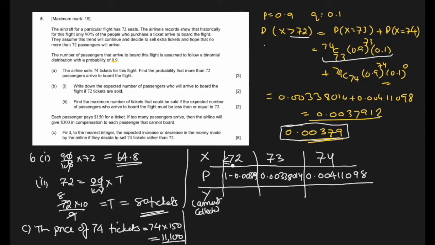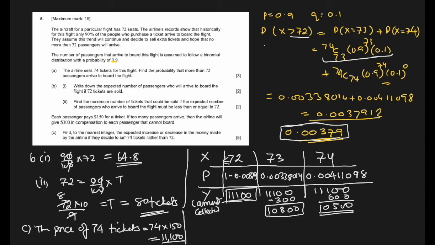So for 72 people, we will find what they will still pay. You sold full tickets, right? If two people did not come, you are not going to refund them because it is their fault. Now for 73, you still got 11,100, it's in your kitty. But because one person has come extra, you have to pay that person $300. So your earning will be 10,800 only. This is the Y value for this one. Here there was no loss. But if 74 people come, you have to pay $600 as compensation. So that will be 10,500.